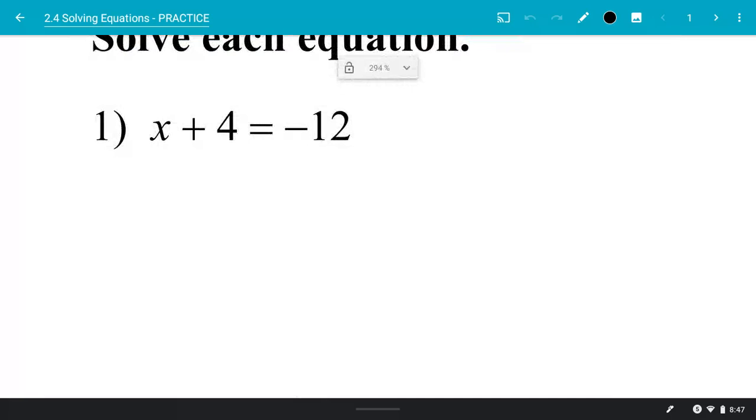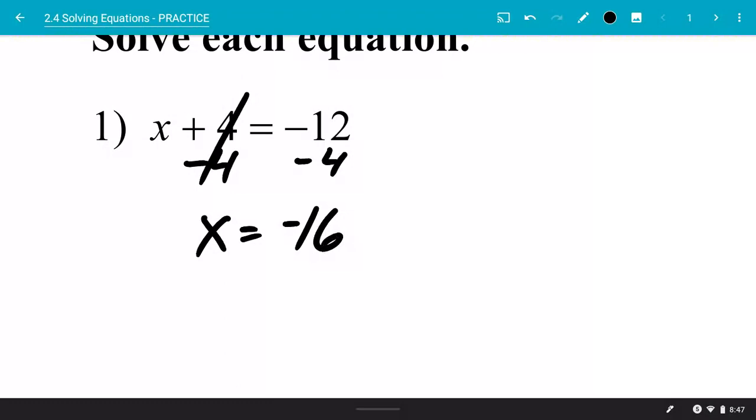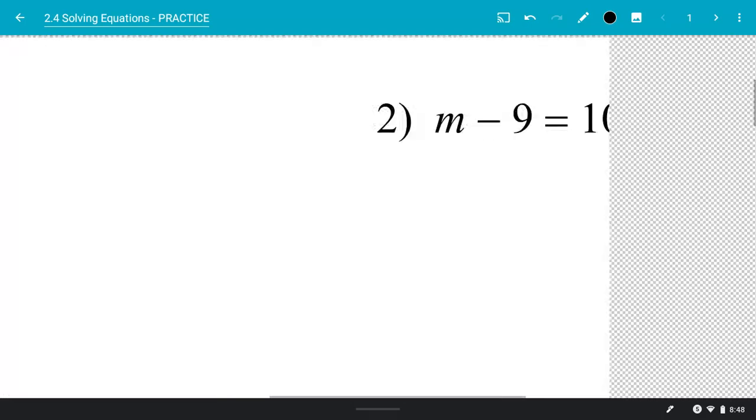I'm going to go fast. This is not in your book. So if you want to write these down and try to keep up with me, please do. X plus 4, minus 4, minus 4. Cancels. X equals negative 16. Cool? Any idea what I just did there? Whew. Some people weren't even looking.